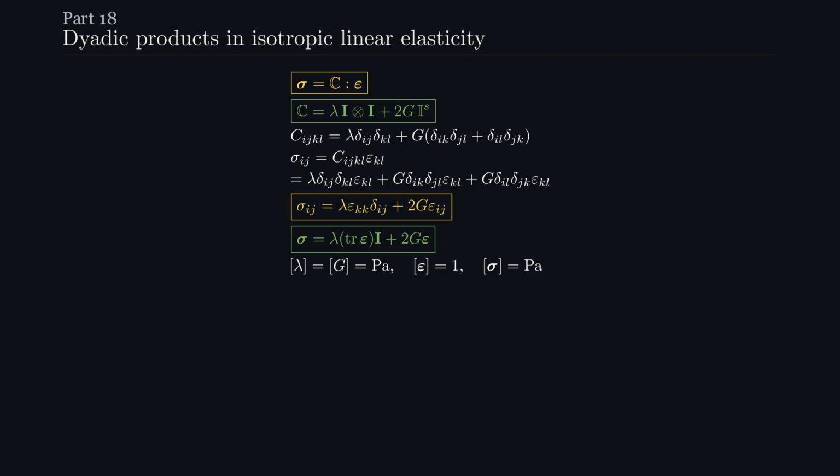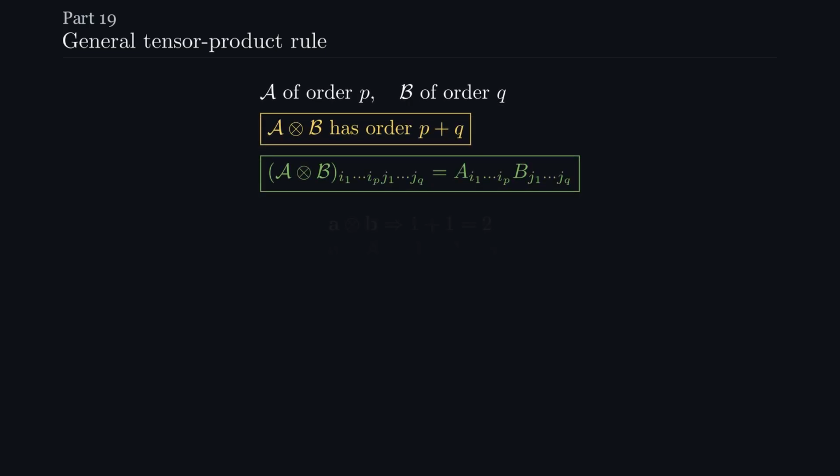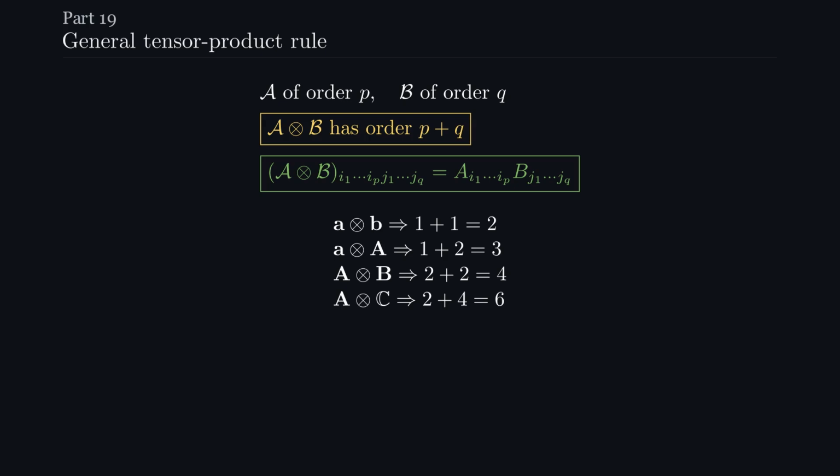The dimensions are correct. Lambda and G have units of Pascal. Strain is dimensionless, and stress has units of Pascal. The general rule is simple. If one tensor has order p and another tensor has order q, their dyadic product has order p plus q. The component formula simply appends the indices of the second tensor after the indices of the first tensor.